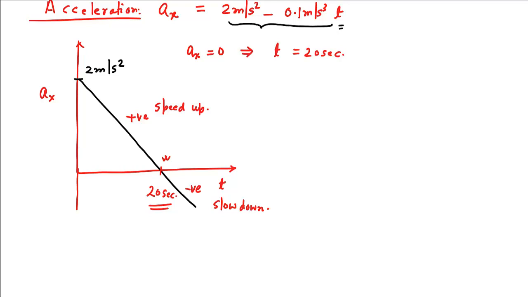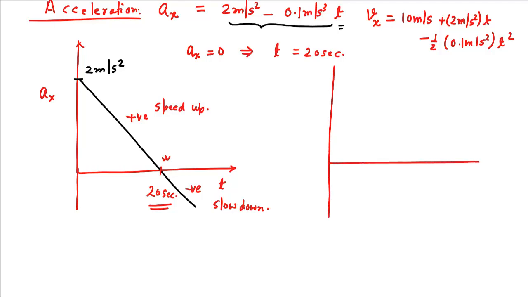Similarly, let us try to plot velocity in the x direction. We have the expression for velocity: 10 meter per second plus 2 meter per second square times t minus half of 0.1 meter per second cube times t square. So let us plot this. On the x-axis we will have time, and on the y-axis we will have velocity in the x direction, that is vx.